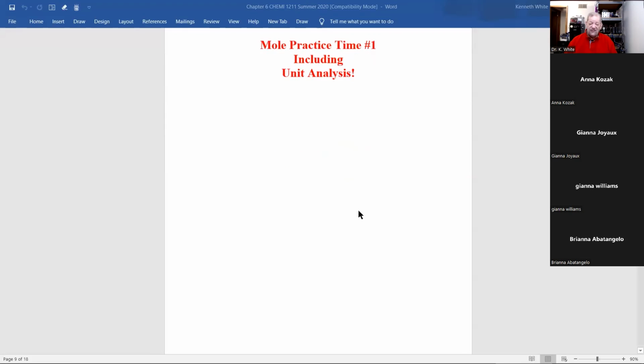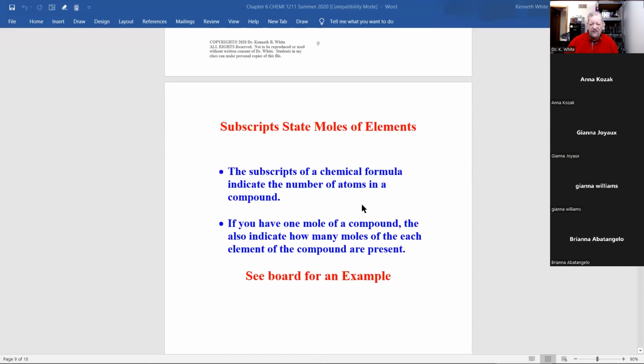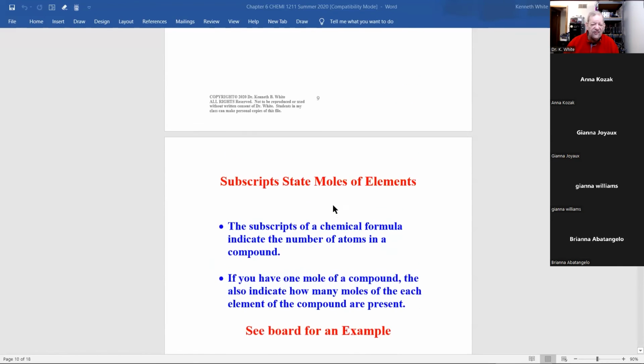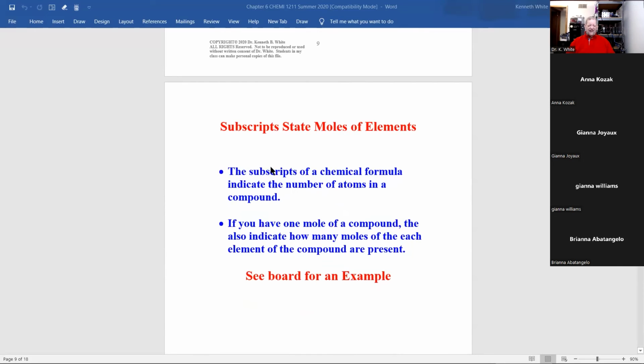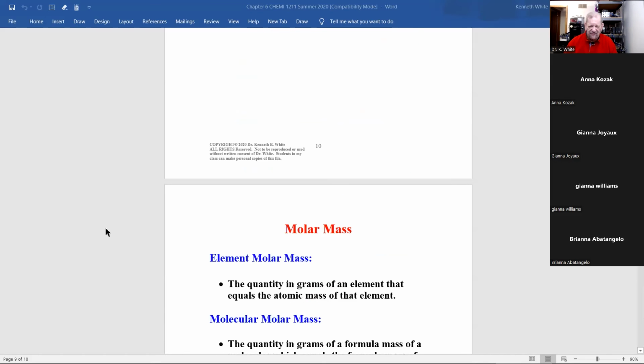All right, let's get back to our chapter. We've done our practice time. Now, next couple of slides, let's see. This slide I'm going to skip. Essentially, the subscripts for a chemical formula indicate the number of atoms. We've done that. You have 1 mole of a compound that indicates how many moles of an element are present. Guess what? I've been doing chemistry in industry since 1978, and after I got my PhD, I've never ever had to use this, and that's very rare even for me. So I'm skipping it. All right.